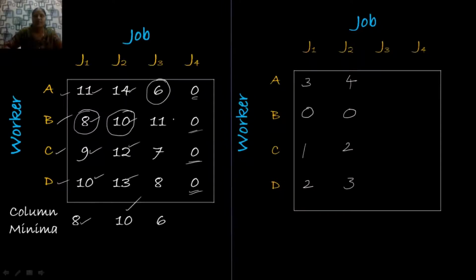And for the third column, 6 is the minimum element. Now we have to subtract 6 from third column elements. 6 minus 6, 0. 11 minus 6, 5. 7 minus 6, 1. 8 minus 6, 2. And we write down the last column elements as they are, since it already has 0 elements. So now the matrix is ready for making assignments.